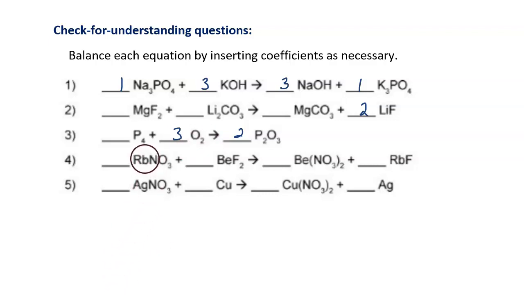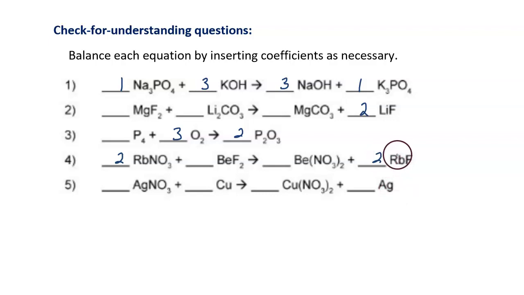Number 4, 1 rubidium, and over here, 1 rubidium, so the rubidium's fine. Right here, there's 1 nitrate. When I see the NO3, I'm seeing it as a single entity called nitrate. Right here, there are 2 nitrates, so we need a 2 in front. As soon as we do that, it messes up the rubidium. This is now 2 Rbs. So over here, we need 2 Rbs.